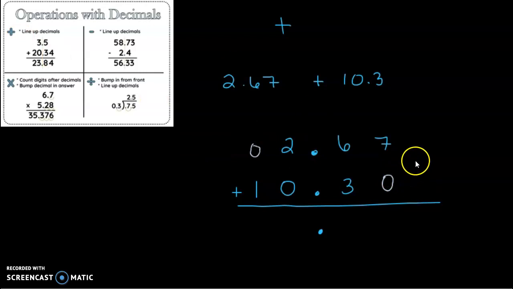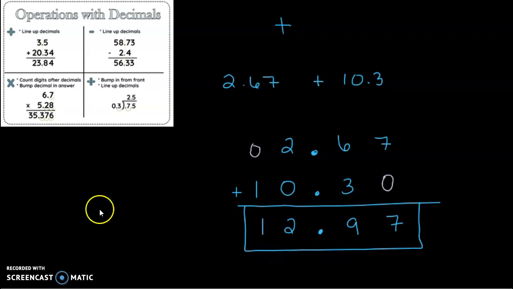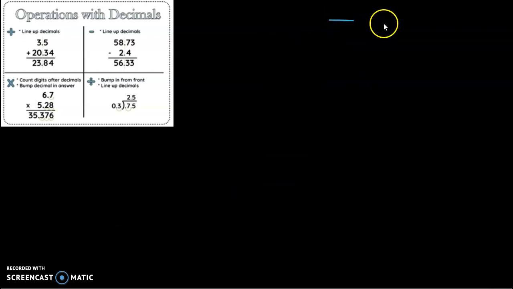So now we just add. So 7 plus 0 is 7. 6 plus 3 is 9. 2 plus 0 is 2, and 0 plus 1 is 1. We don't need to move the decimal because we lined them up in the beginning, and that would be your final answer. Pretty simple.